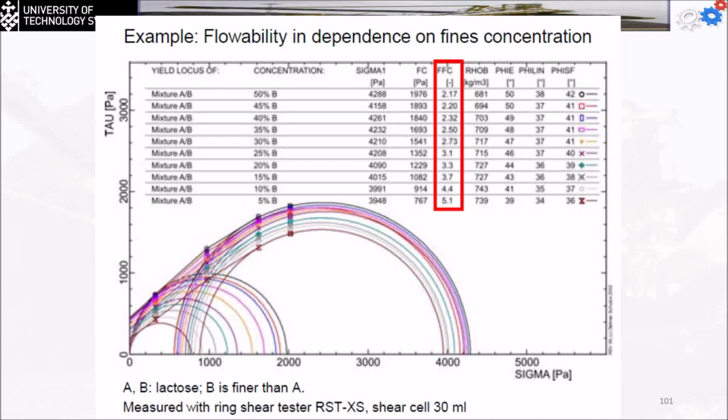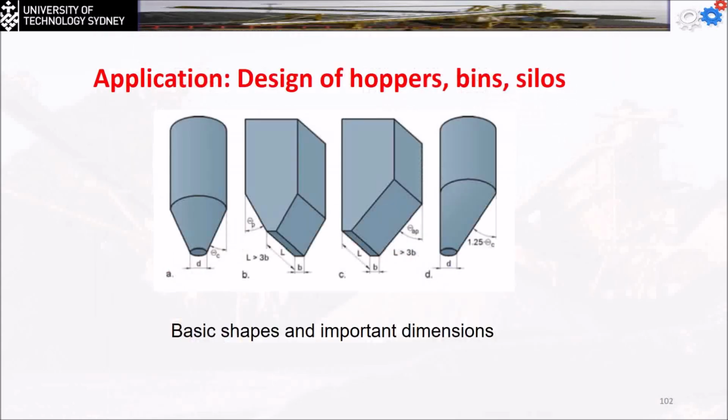Now, this is the most important application for flowability: how we are going to store the material in bins, silos or hoppers. It depends on the outlet we are going to have, and that's something we are going to learn next week.